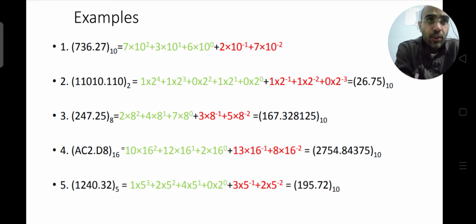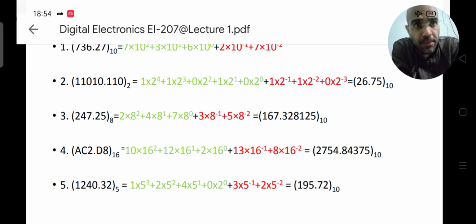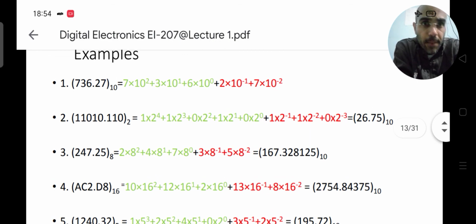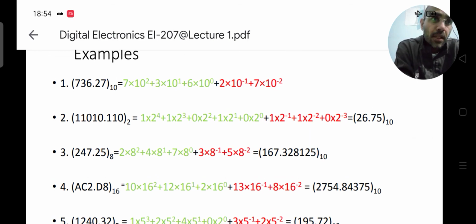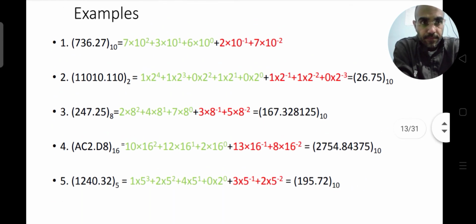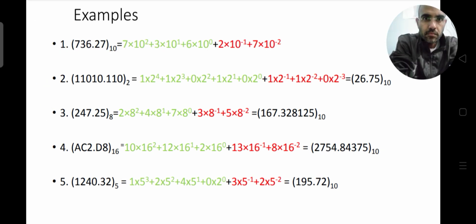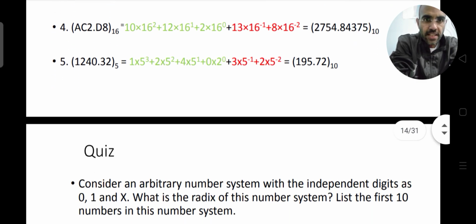And why do we do all this? Because in the very first example, which I have not discussed, but you know from your schooling how to represent a decimal number in the place value form. So let's say the number given is 736.27. If you want to represent this number in decimal number system, it is very well known to you how you can do it. The same logic we have used here to represent all the numbers. Moving on to the next slide.